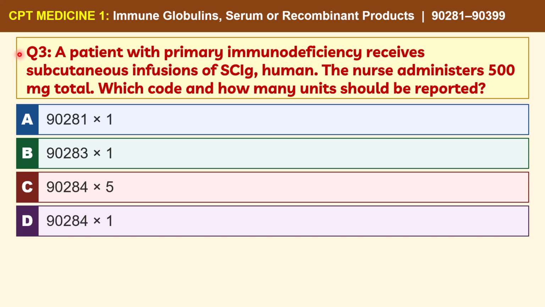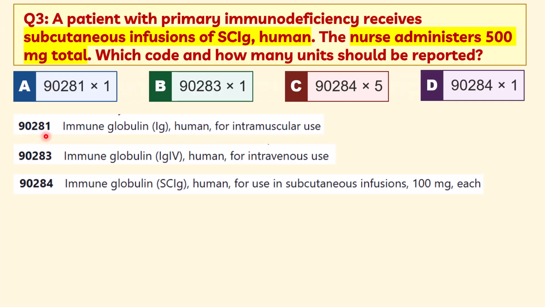Question number 3. A patient with primary immunodeficiency receives subcutaneous infusion of SCIG human. The nurse administers 500 mg total. Which code and how many units should be reported here? So there are 4 answers available. Take your CPT code book and find the answer. Here you have to highlight this is a subcutaneous infusion of subcutaneous immunoglobulin human and 500 mg total. Once you go to the codes, 90281 says immune globulin IG human for intramuscular use. That is not the case here. And 90283 is immune globulin IV human for intravenous use. That is not the case here.